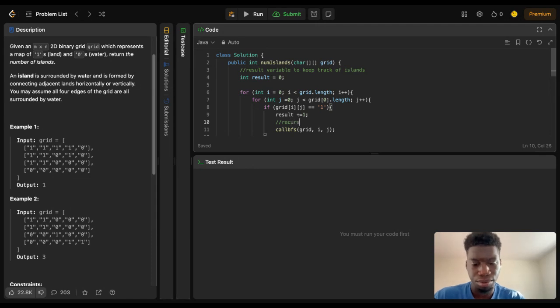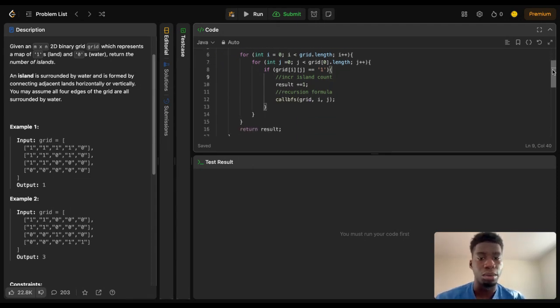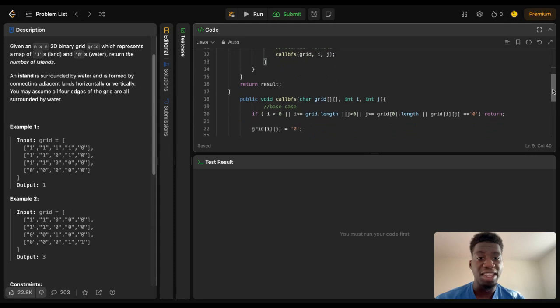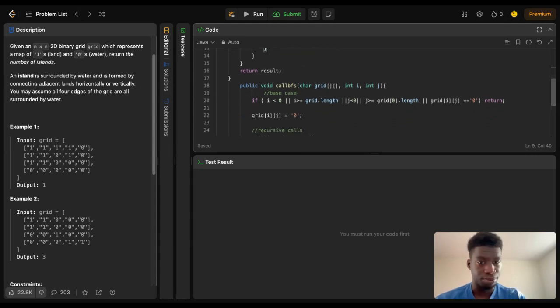Here I'm using recursion to call BFS. That's simply all, and I'm just increasing the island count, because that's the name of the game. That's the question: we just want to know the number of islands. This is a very, very good question to understand BFS and recursion and everything. And I return the result at the end. Then I created a method to call BFS, kind of like we did in the assignment, but not really.